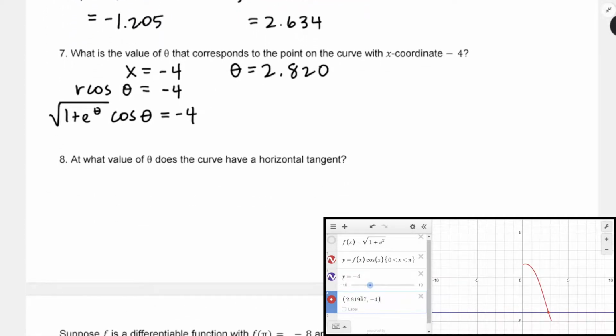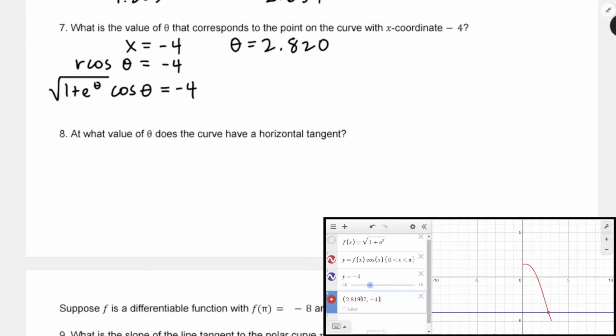And at what value of theta does the curve have a horizontal tangent? Okay, that's where dy/dθ equals 0. We're just going to have faith that dx/dθ is not also 0 at that point because it would not be a horizontal tangent there. So dy/dθ equals 0. On 0 to pi, I'm going to need to graph y prime.